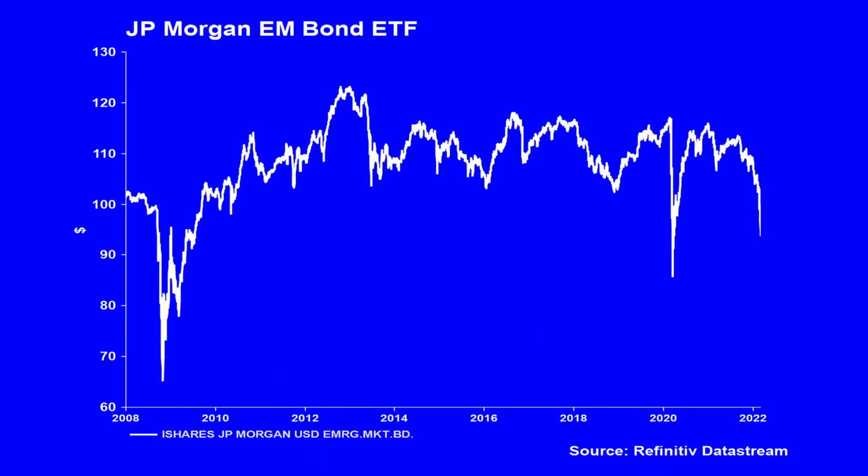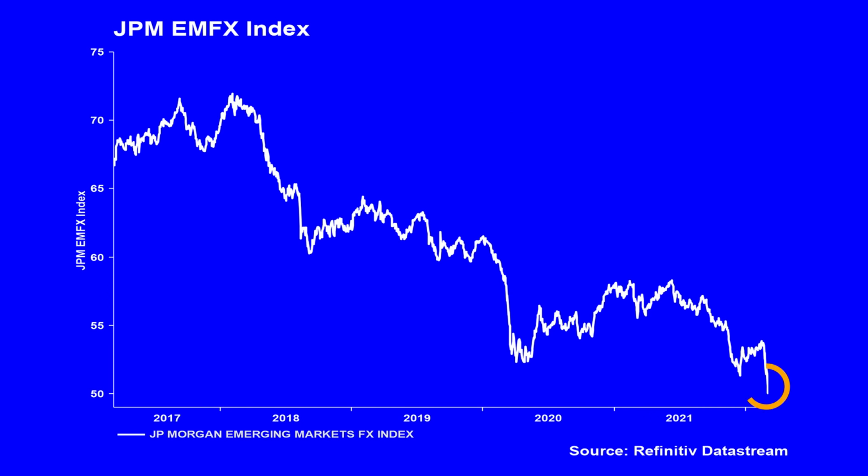We can already see the impact this is having across the emerging market complex. The emerging market bond ETF has fallen sharply in recent sessions. Although it's still some way to go to match the lows of the pandemic and the great financial crisis, the trajectory looks ominous. The JP Morgan EMFX index has also made a new all-time low. Although many countries are exporters of raw materials, there are also a large number of emerging market countries that are reliant on imports of both food and energy.